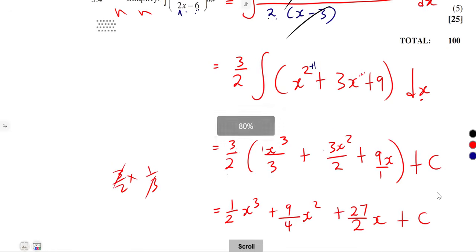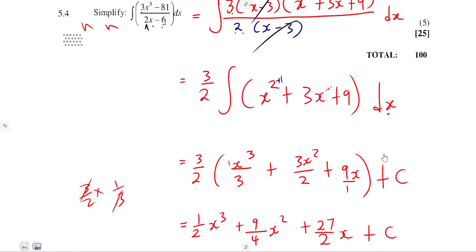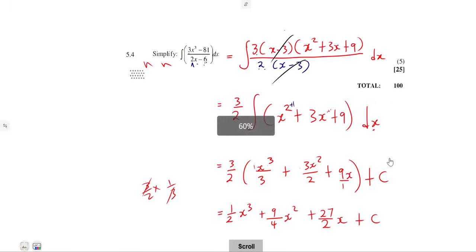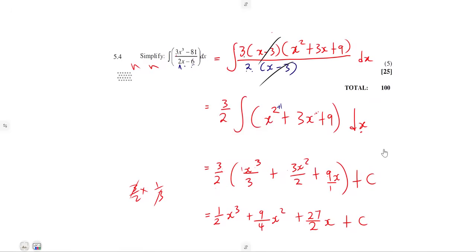So it's not only about integration. It's not only you knowing the basics of your integration, it's also knowing all the basics of your mathematical skills. Factorization, where it is applicable, make sure that you do apply it.